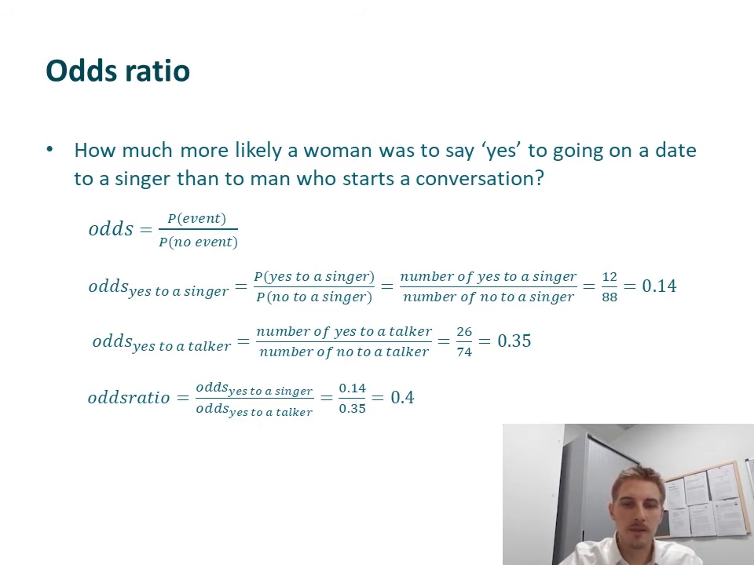You can also calculate the opposite odds ratio, which is the likelihood that someone answers yes to someone who started a conversation compared to someone who started singing. And this will be the opposite. So 1 divided by 0.4, and this equals 2.5. This means that a woman will be 2.5 times more likely to answer yes to someone who started a conversation than to someone who started singing.